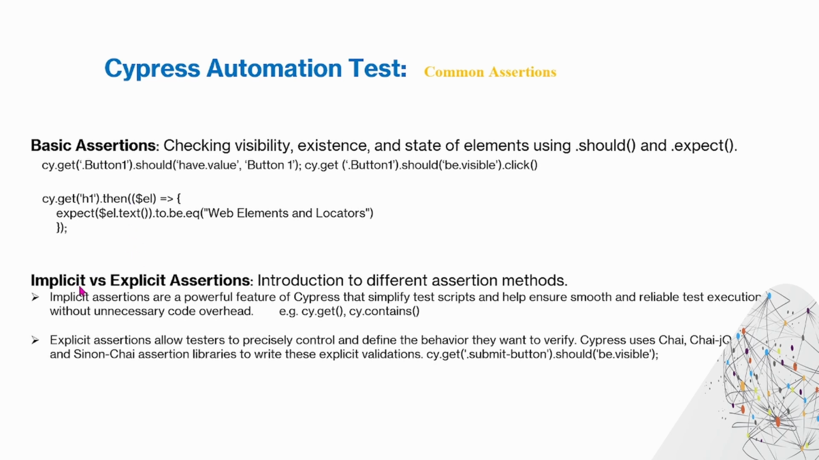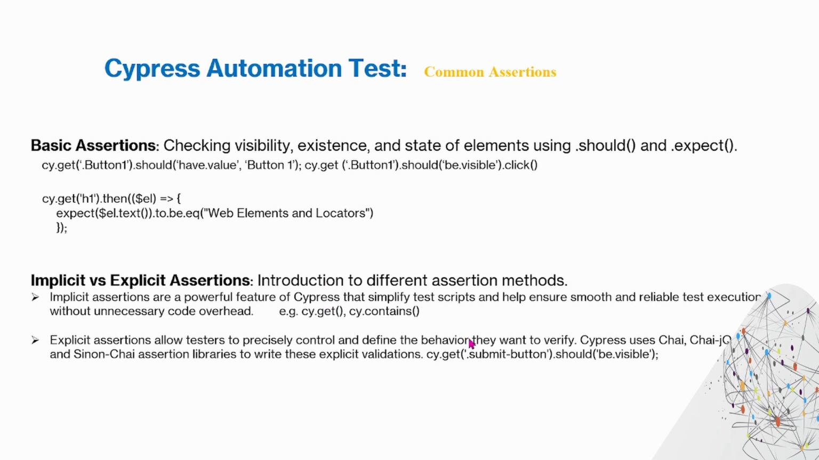So next I'm going to talk about the difference between implicit and explicit assertions. To begin with, implicit assertions are a powerful feature of Cypress that simplify test scripts and help ensure smooth and reliable test execution without unnecessary code overhead. So this is very simple. You don't have to explicitly state anything. You just simply use cy.get or cy.contains.